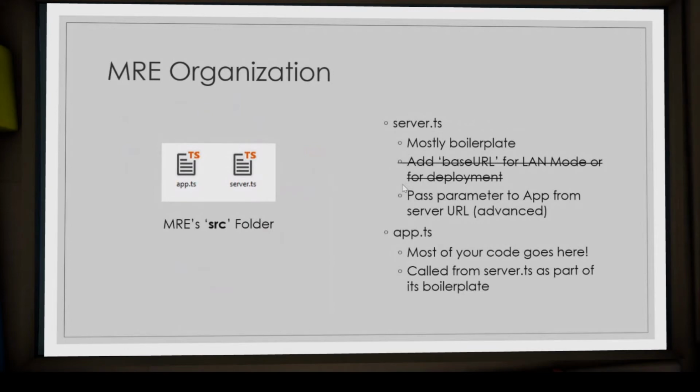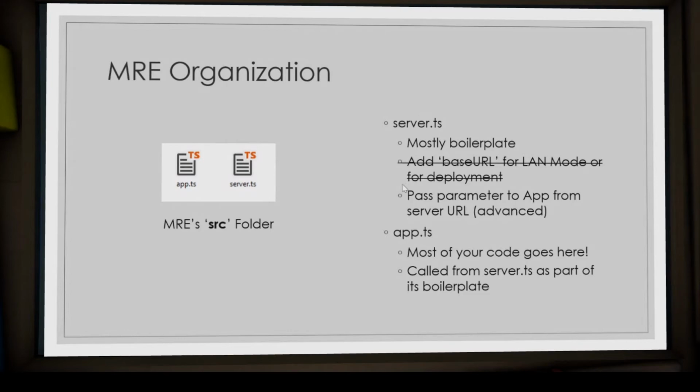So looking inside that source directory, you'll see two TypeScript files. One is called app.ts, and that's where the vast majority of your code goes. And server.ts is the other one. Server.ts, that's most of the boilerplate, and that's really the one that takes care of interfacing to the Altspace client itself. So they kind of hide that from you. Again, it's mostly boilerplate.